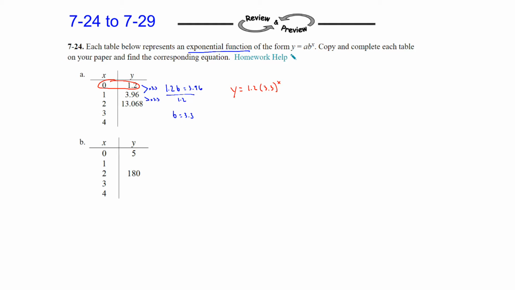Now we do need to also complete each table, so let's go ahead and multiply the next value, 13.068, times the 3.3, and then that'll be 43.1244, and then we will multiply that by 3.3, and we're going to get 142.31052.